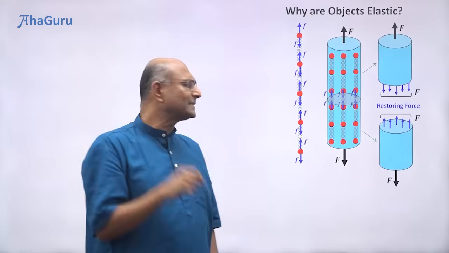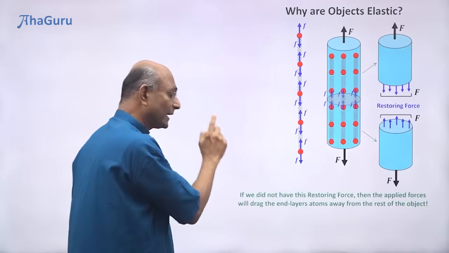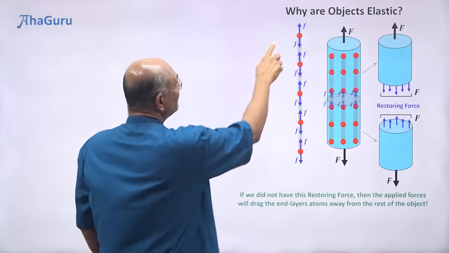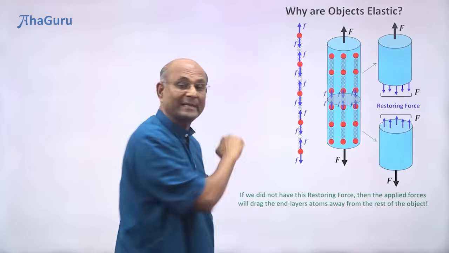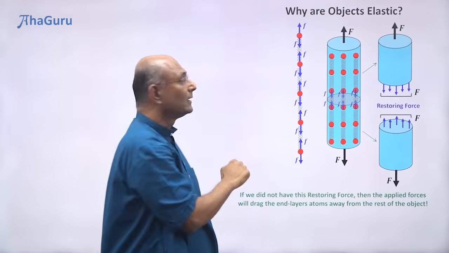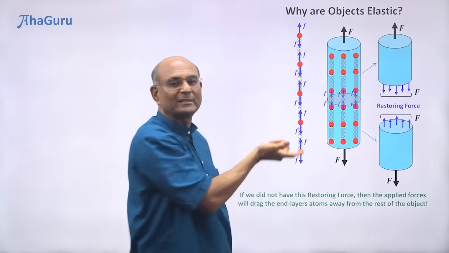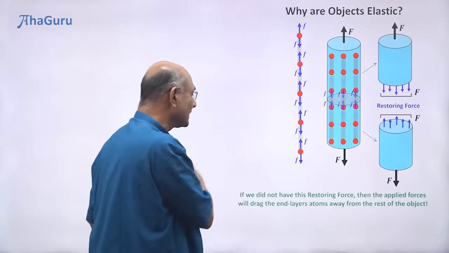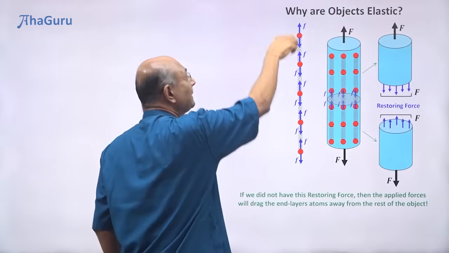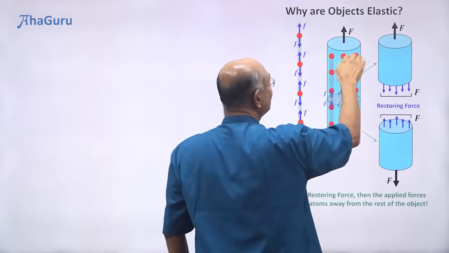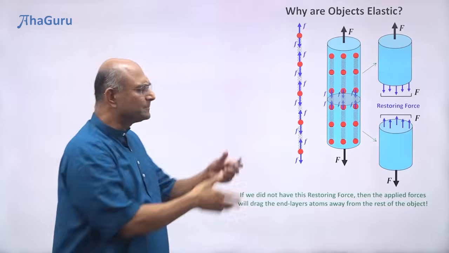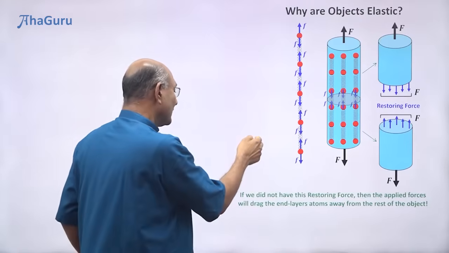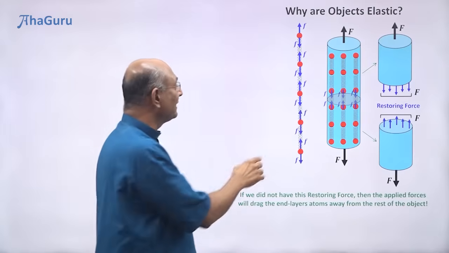Now, why am I emphasizing so much about restoring force? Because there are 2-3 important points about restoring force. If you do not have this restoring force, remember this was the deforming force, right? The external force that was pulling this atom. This restoring force, well, this is part of the restoring force, right? This force is the one that is bringing it back. If it was not there, this force will drag this layer of atoms permanently, keep on pulling it, which means effectively you are just pulling it away from the rest of the body. So it will drag the end layers of the atoms away if there was no restoring force.